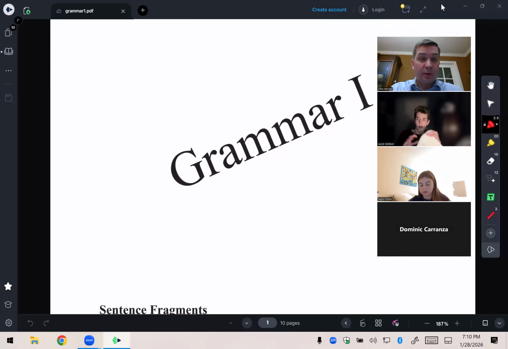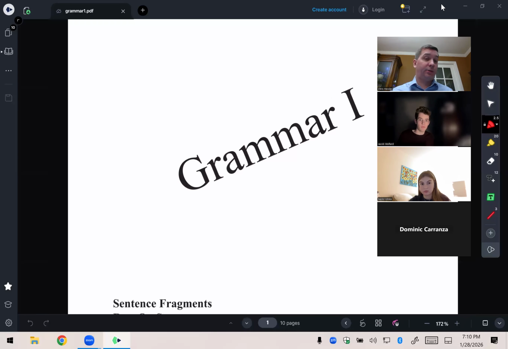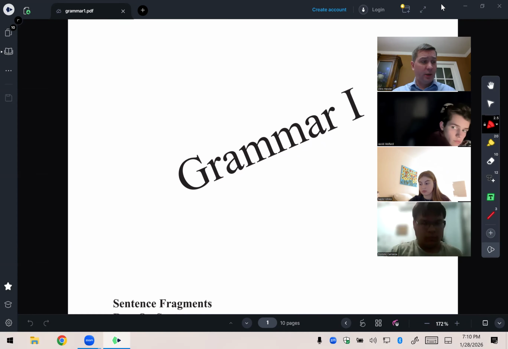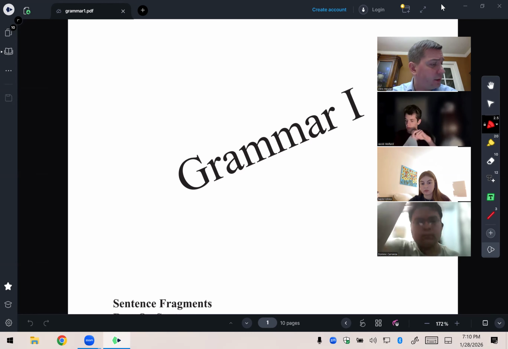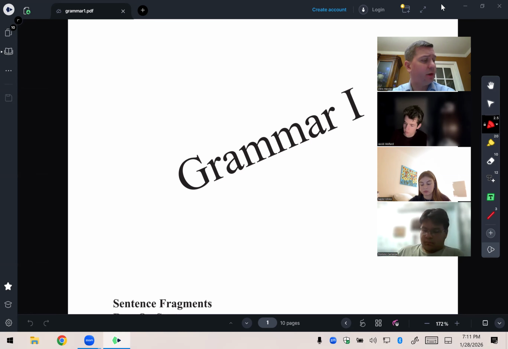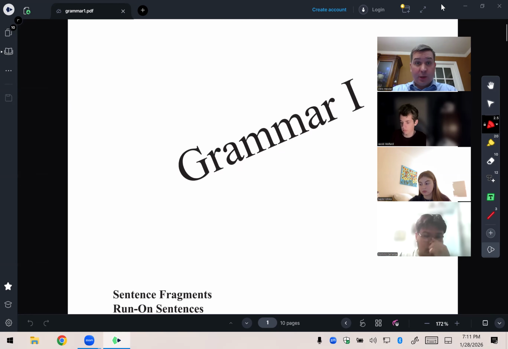So a surprisingly large amount of the test is just grammar. So it's an easy way to, I think, get some points back if you miss any of these. We're just going to go over sentence fragments, run-on sentences, comma splices, subordination, and coordination. We're going to go over some punctuation rules for semicolons and colons. And yeah, this stuff's all over the test.